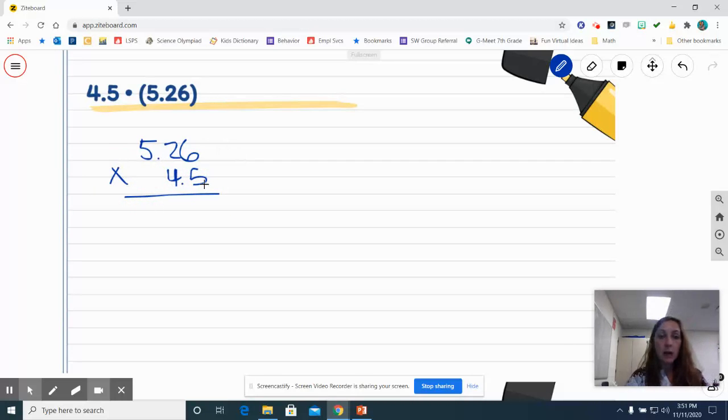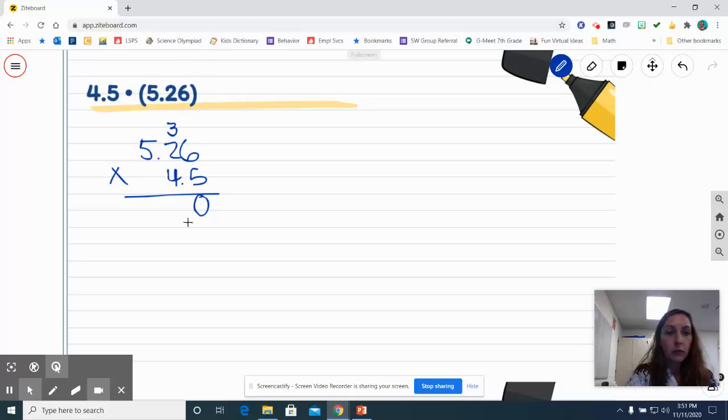Okay, we start off by ignoring the decimals, multiply the bottom number first, starting with the smallest place by each of the places above. 5 times 6 is 30, so I'll write my 0 in the answer and regroup or carry the 3. 5 times 2 is 10, plus 3 more is 13. Here we have 5 times 5 is 25, plus 1 is 26.